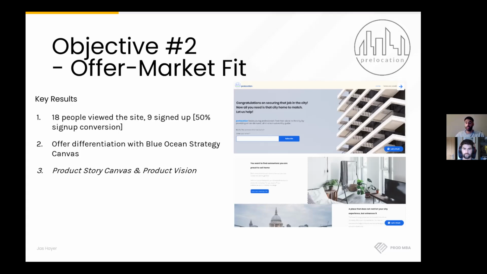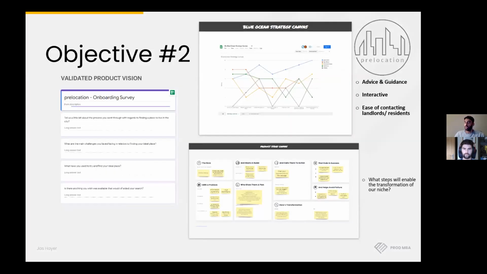And then we needed to differentiate our offer, and we used a blue strategy canvas, which I'll talk through on the next slide, as well as a product story canvas. And one thing I forgot to mention was this onboarding survey that we sent out to everyone that signed up. This is again just to validate what our niche is experiencing. The questions were similar to the ones that we did on the discovery course. So it's good to have a lot more feedback and information about our niche, and just validate that.